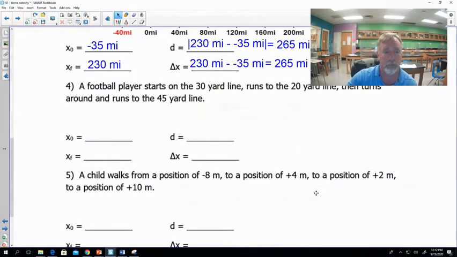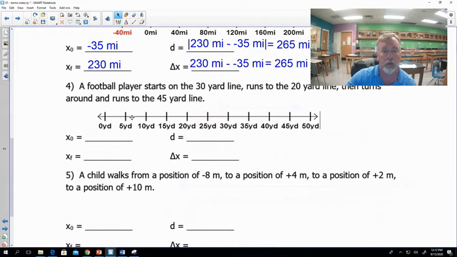Let's do another one. Football player starts at the 30-yard line. Let's put our graph in here while we're talking about it. There's our number line. Starts at the 30-yard line, so let's put our x naught in here. Runs to the 20-yard line.